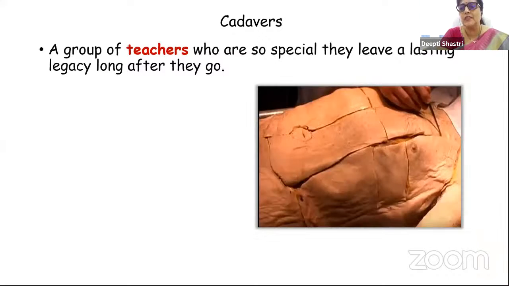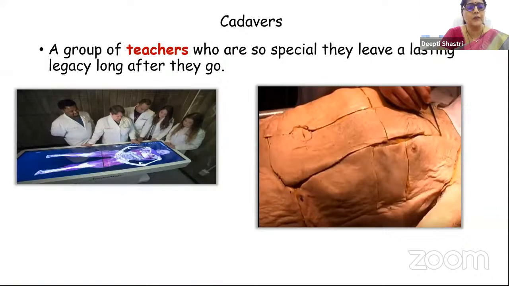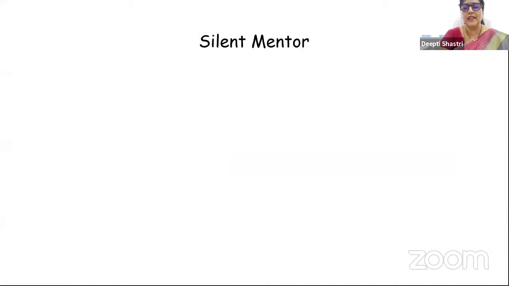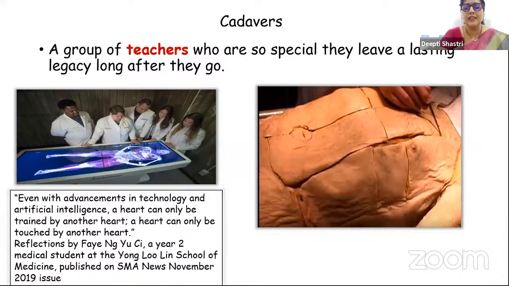with the ubiquitous cadaver. I would like to quote one of the students from Yong Loo Lin School of Medicine, Singapore, who has said that even with advancements in technology and artificial intelligence, a heart can only be trained by another heart. A heart can only be touched by another heart. A student once said, "The body is the ultimate work of art, and dissection is of itself a creative expression."